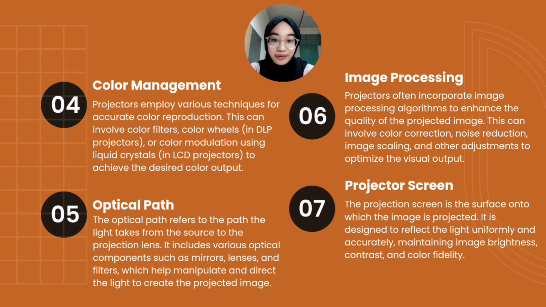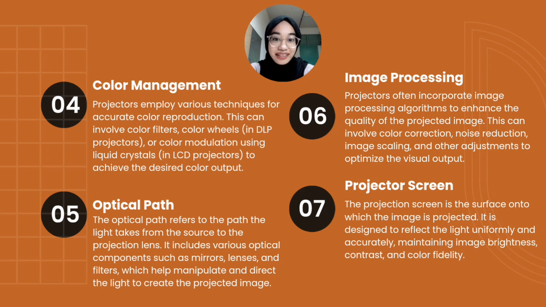Number 5 is optical path. The optical path refers to the paths the light takes from the source to the projection lens. It includes various optical components such as mirrors, lenses, and filters, which help manipulate and direct the light to create the projected image.